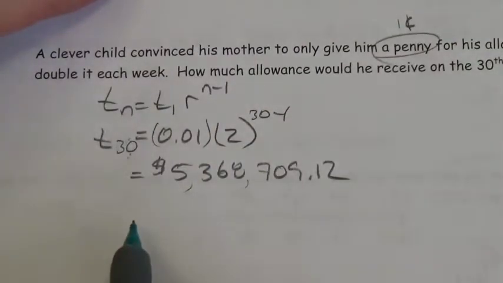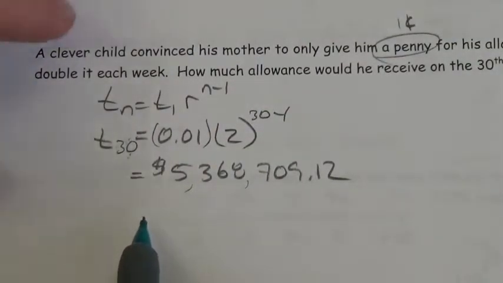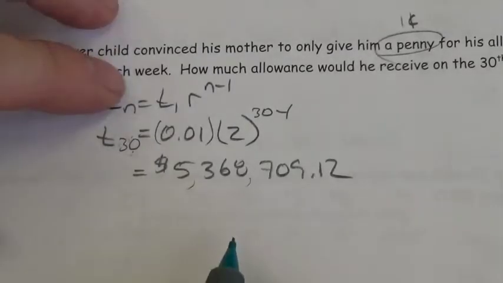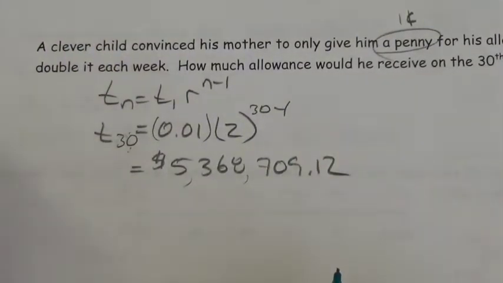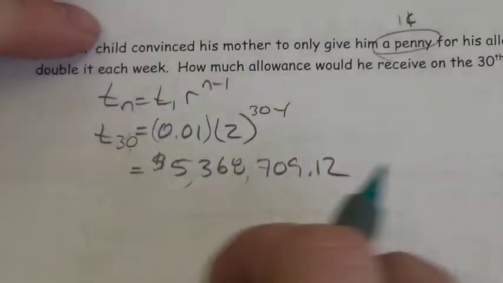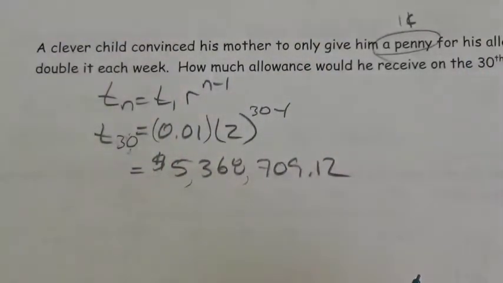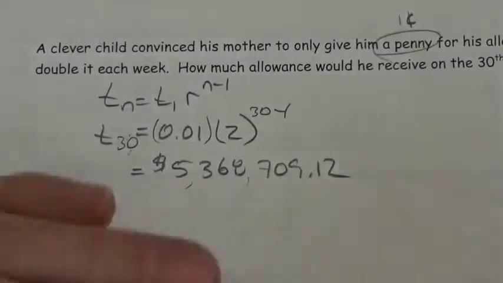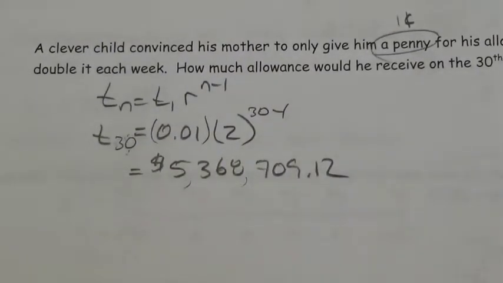It starts off pretty slow, okay, doubling. You go from 1 penny, 2 pennies, 4 pennies, 8 pennies. I mean, you go for several weeks before you even crack a buck, but then it starts to skyrocket really, really quickly here. It's really, really good mathematics. Anyway, I hope that helps you understand geometric sequences.